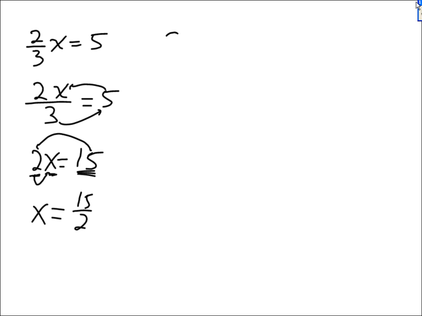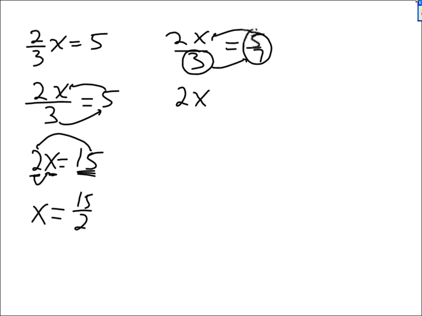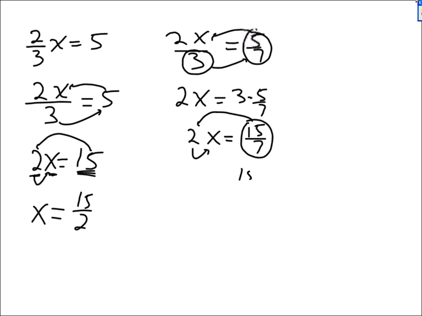So, if you were asked to do 2x over 3 is equal to 5 over 7, well then the denominator times the other side is equal to the numerator. That is, 2x is 3 times 5 over 7. That is, it's 15 over 7. So this number divided by 2 is x. 15 over 7 divided by 2 is x.